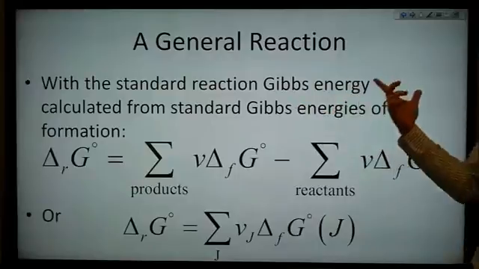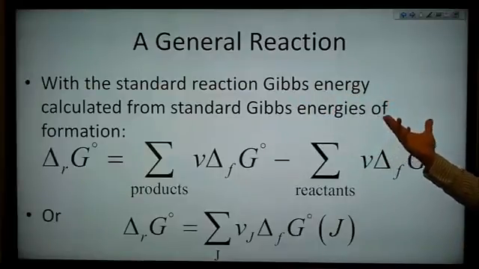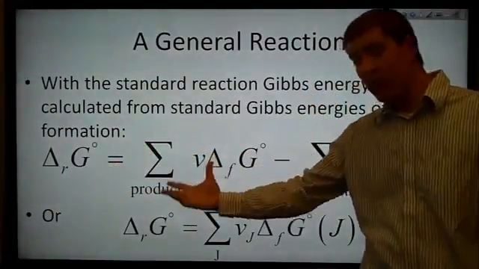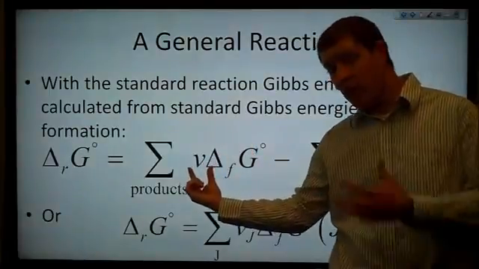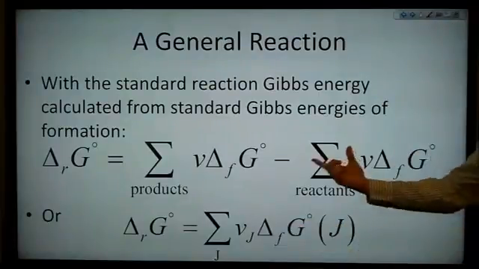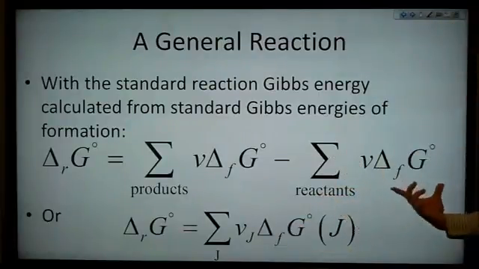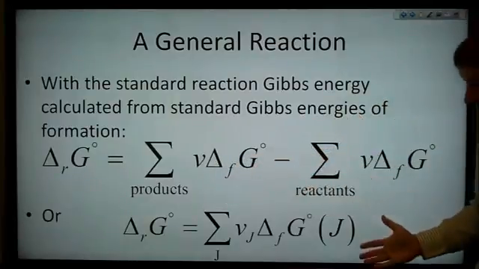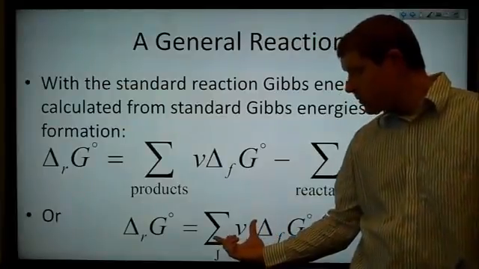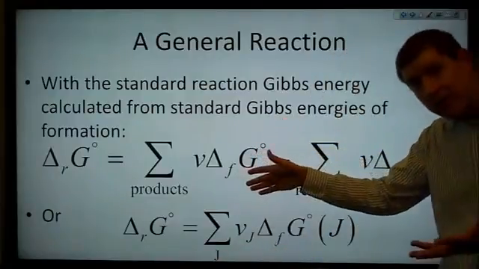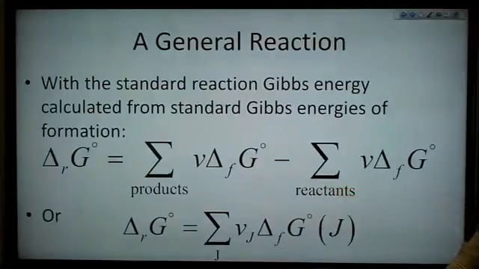Now, with our standard reaction Gibbs energy calculated from standard Gibbs energies of formation, we get delta rG naught is equal to the sum over all the products of the stoichiometric coefficient of our product times the Gibbs energy of formation of that product, minus the sum over all the reactants, a similar term for the reactants. And so we can combine these together to get a similar sum over all of our components J of the stoichiometric coefficient, either positive for products or negative for reactants, times the Gibbs energy of formation of our component J.